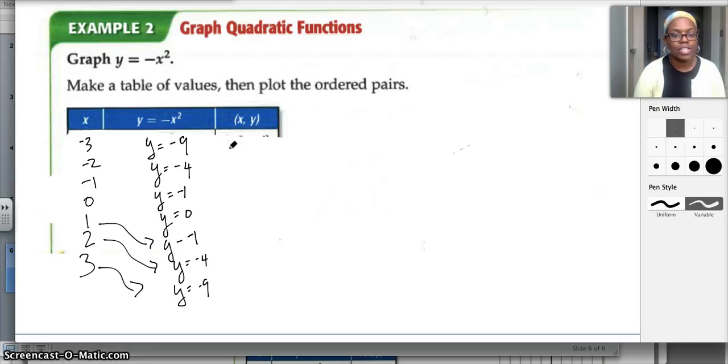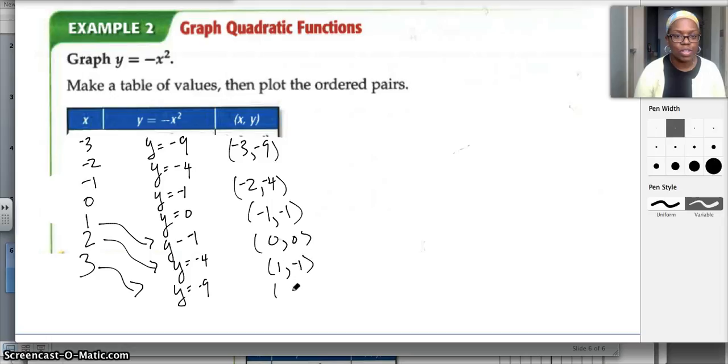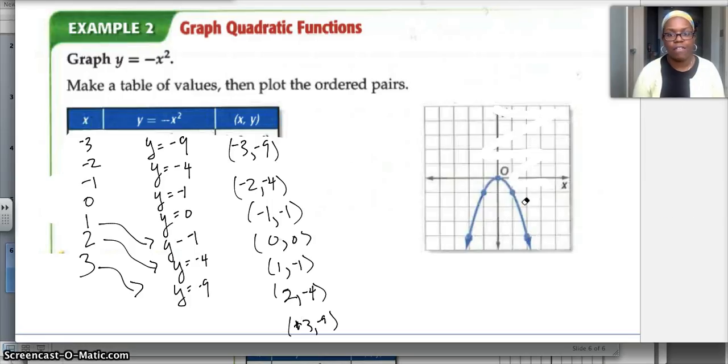So the ordered pairs that I would get would be negative 3, negative 9, negative 2, negative 4, negative 1, negative 1, and here's our curving point, 0, 0, and then we see that negative 1 comes right back up when I put in a positive 1. So then we see that we found our point of symmetry, or our vertex really, and later on when we get more mathy, we're going to be talking about something called the axis of symmetry when we deal with a parabola. So the big reveal of our graph would be this.